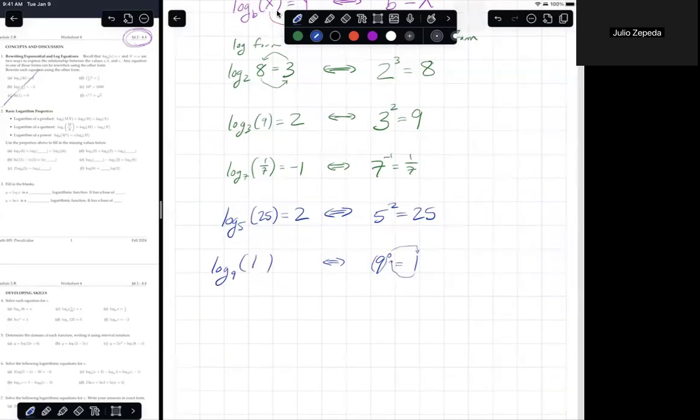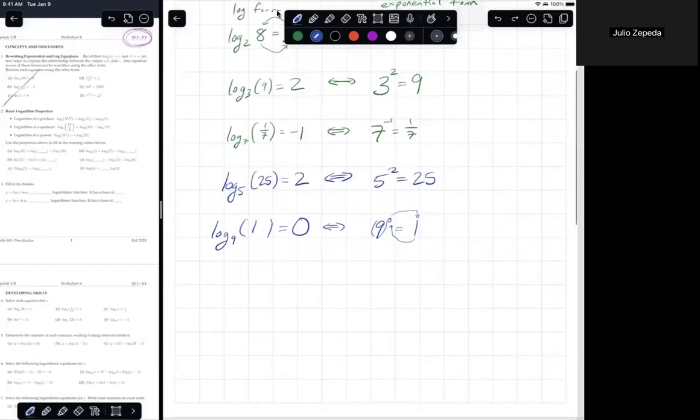So the 1 would be on the other side of the equal sign, same as the 9 equals 0 goes to the other side. Log base 9 of 1 equals 0. And so hopefully you're remembering these rules also, that basically any number raised to the 0 power is equal to 1.